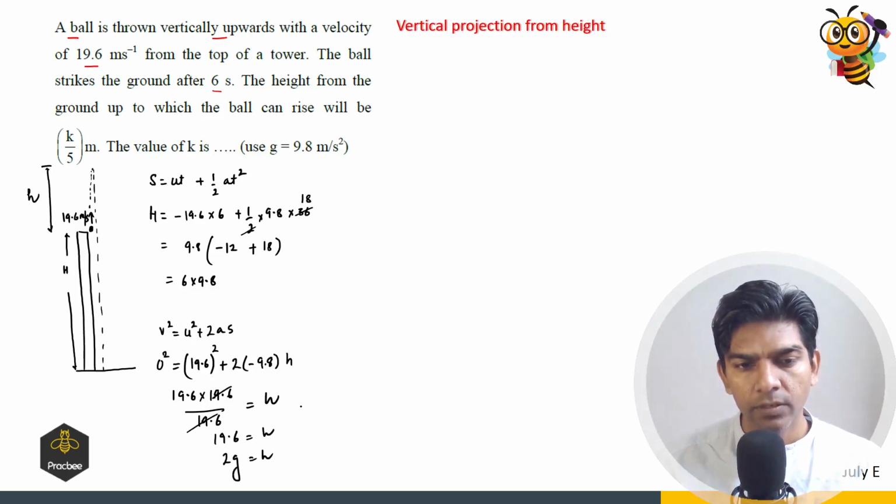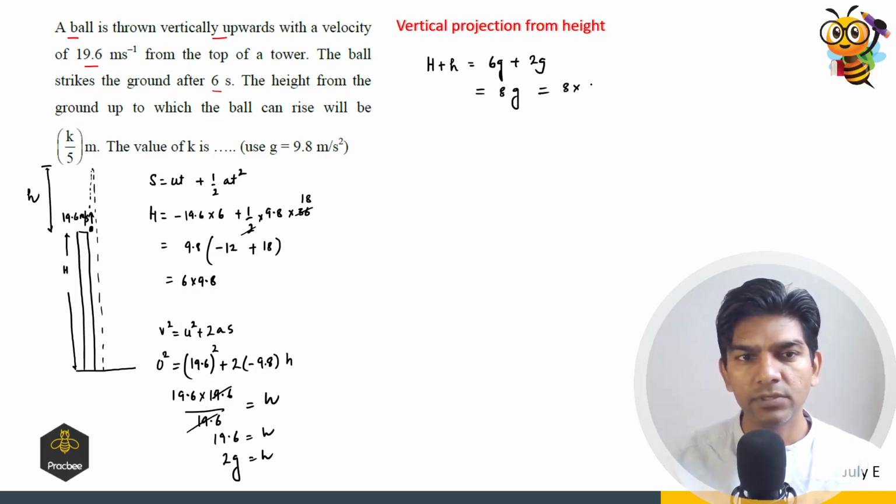So we got small h, we got capital H. So the maximum height attained by the ball from the ground will be H plus small h, which is 6g plus 2g, which is 8g, and it will be 8 times 9.8.